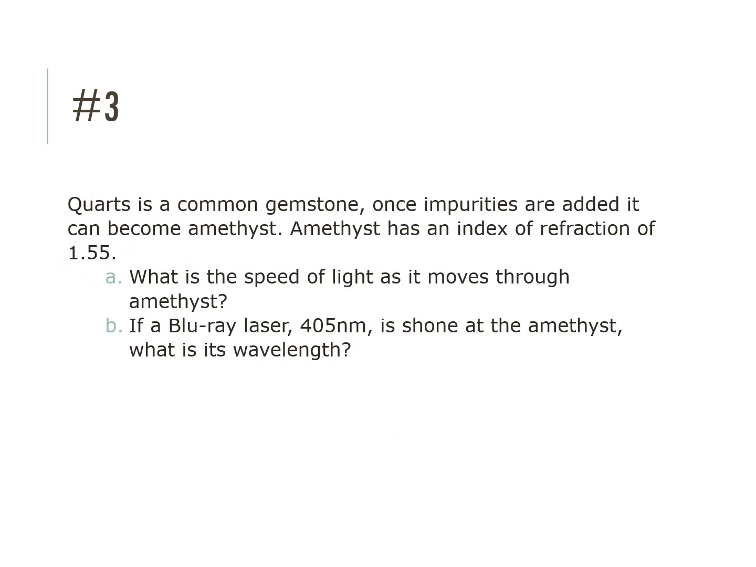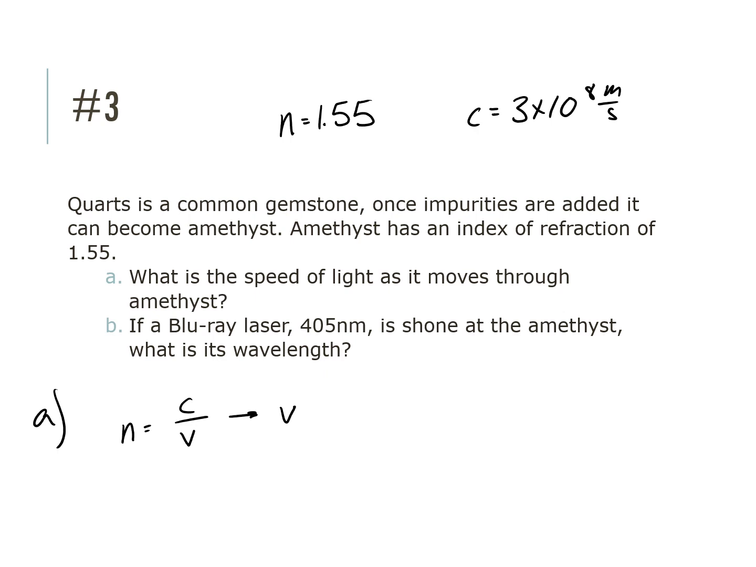So number 3, you could do this in a couple of different ways, but we are given an index of refraction n as 1.55. The speed of light c is 3 times 10 to the 8 meters per second. And we are being asked in part A to find the speed of light as it moves through the amethyst. So we have an equation for the index of refraction. It's c over v. So we'll just need to rearrange that to have v is equal to c divided by n.